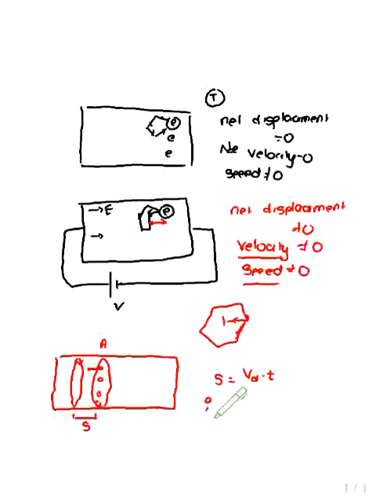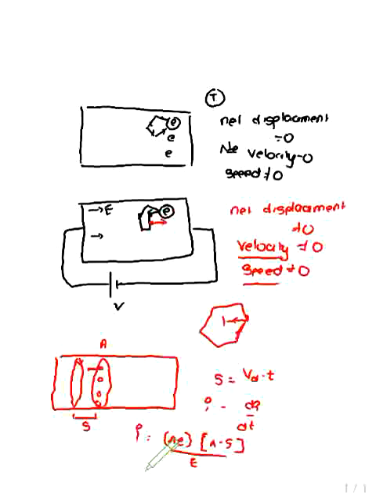Current is the rate of flow of charge in the conductor. The charge flowing in this volume is given by number of electrons into this volume. So current is equal to total charge, which is number of electrons into the volume, area into the displacement, upon the time.